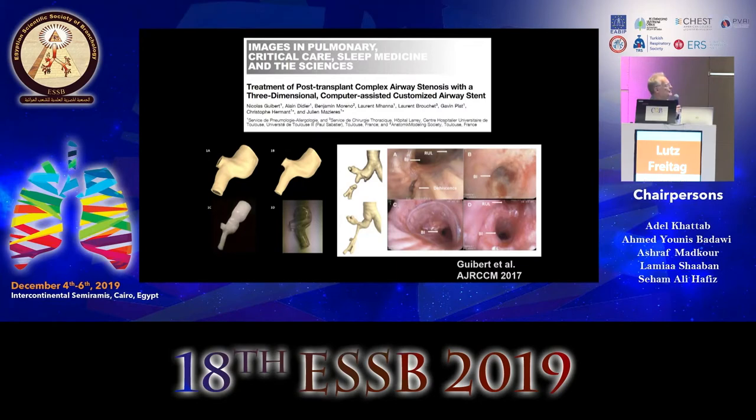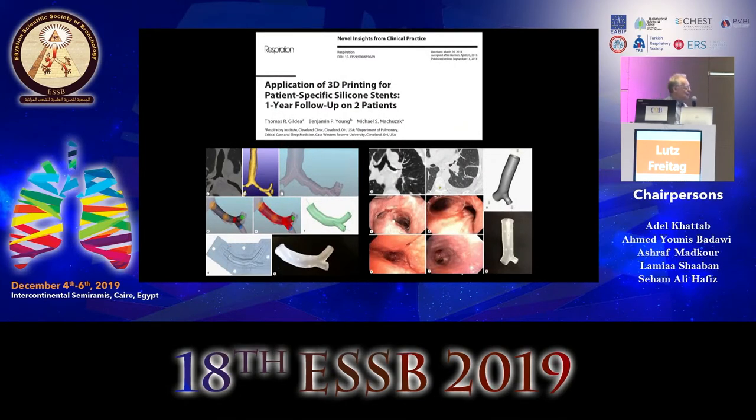This is the French group from Nicolas Gilbert. They do it for very critical cases after lung transplantation. Again, customized stents. The first long-term results are showing up, and long-term means 1 year follow-up. Now we are at 2 years, so it's doable, and it has been shown that this is clinically practical and logistically practical.